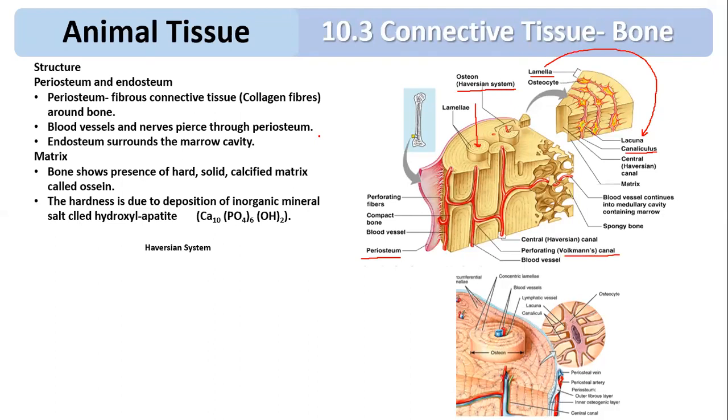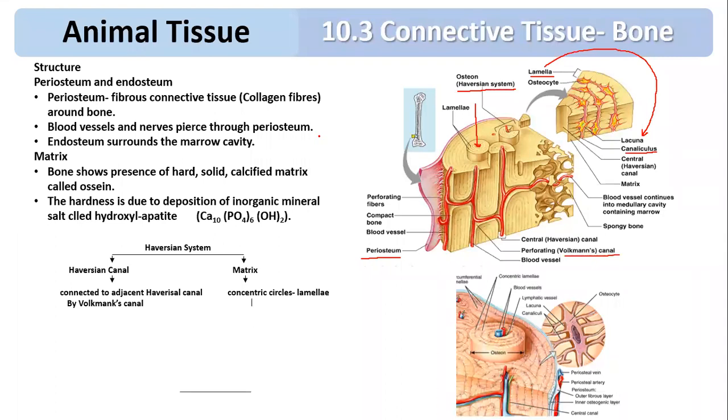Now what is the Haversian system? The Haversian system has two components. One is called the Haversian canal, another is called the matrix. The Haversian canal is going to connect to the adjacent Haversian canal through the Volkmann canal. Then the matrix is shown by the presence of concentric circles called lamellae, right?